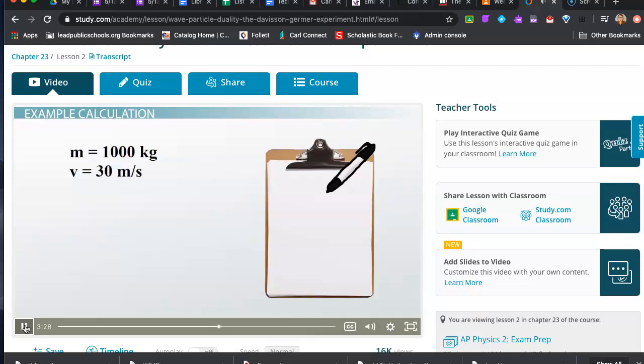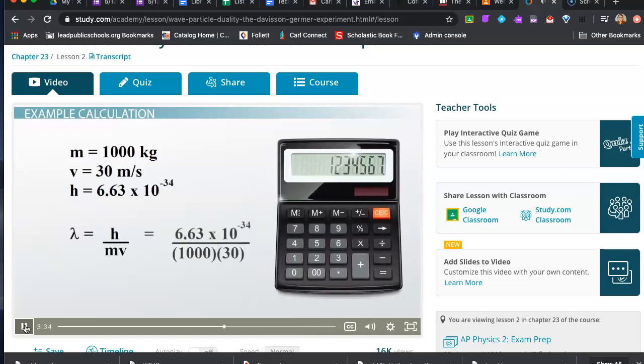We also know that Planck's constant is always 6.63 times 10 to the minus 34. So, we can just divide 6.63 times 10 to the minus 34 by the momentum mv, which is 1,000 multiplied by 30. That gives us a wavelength of 2.21 times 10 to the negative 38. This is a minuscule number.